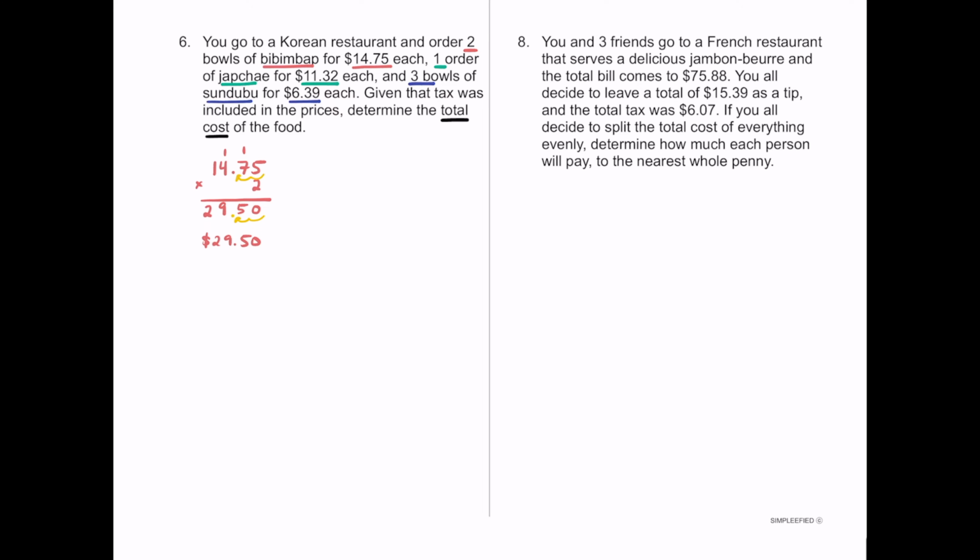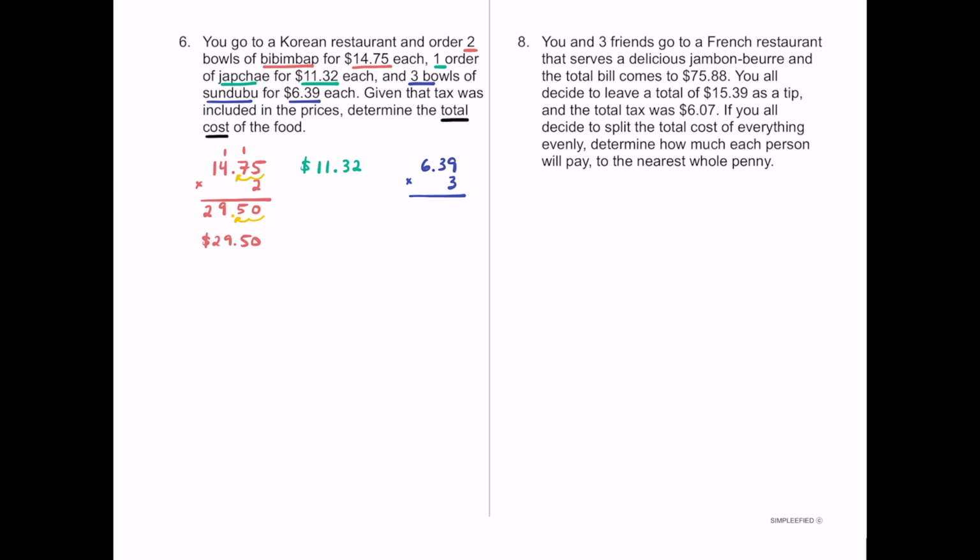Then moving on to the japchae, we have $11.32 and we're only buying one of those, so that's kind of nice. We don't have to multiply. That's just going to be the total price of that one. But then for the sundubu, it looks like we have $6.39. That's for one of them, and we are buying 3 bowls of it.